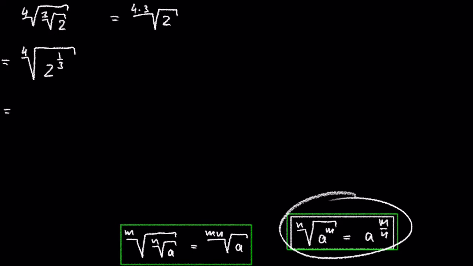What does the rule say? First, write the base, which is 2 in our example. Second, the 1 over 3 goes on the top of the fraction of the exponent of the 2. And third, the 4 goes on the bottom of the fraction of the exponent of the 2.